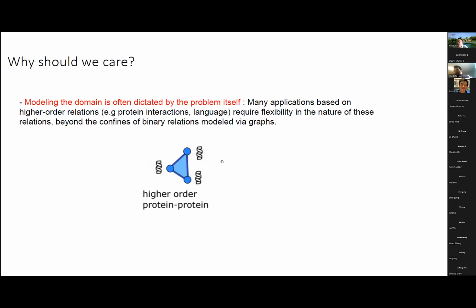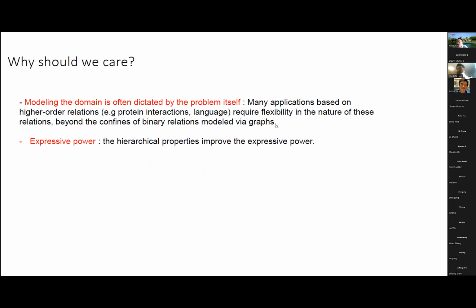It's not going to also satisfy the relationship that's usually constrained in the cell complex or the simplicial complex. Okay. Expressive power. There has been some work recently showing that hierarchical properties improve the expressive power of the model. So if you are working with a model that has more than one hierarchy, you can improve the expressive power, and hence maybe the accuracy or the training capability of your model.